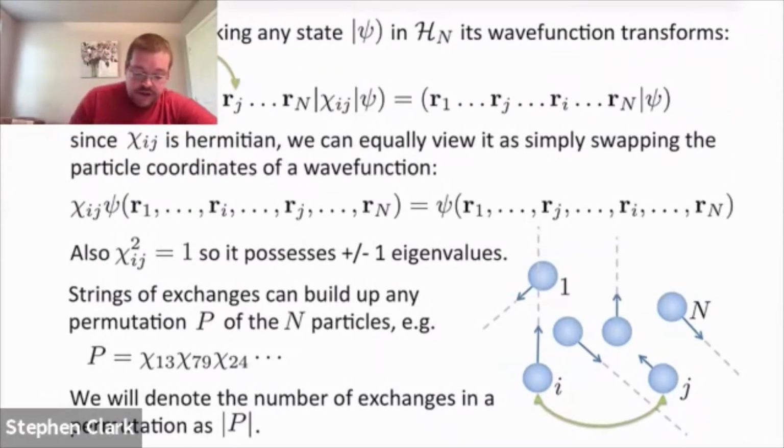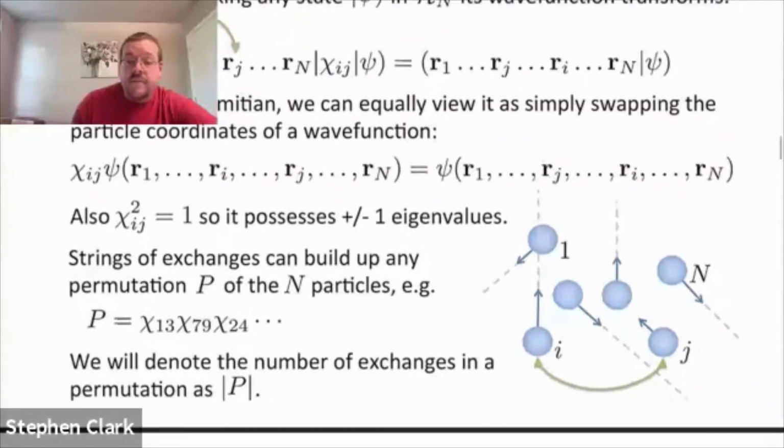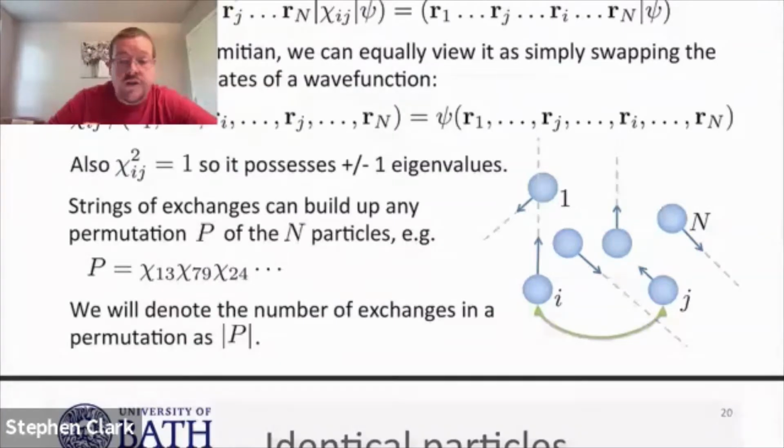So applying this operator to a wave function just swaps its arguments, the ith and jth arguments. And because if you apply this operator twice, it just goes back to where it came from, it must have eigenvalues of plus or minus 1. And it's a Hermitian operator as well. And so you can use the exchange operator to build up permutations of particles, say, for instance, like this, strings of permutations. And we will denote the number of exchanges inside a permutation as the modulus of this thing.